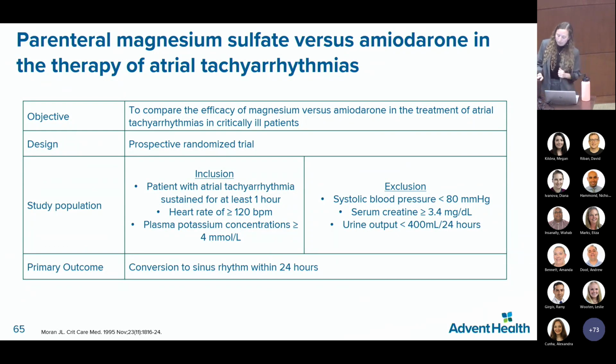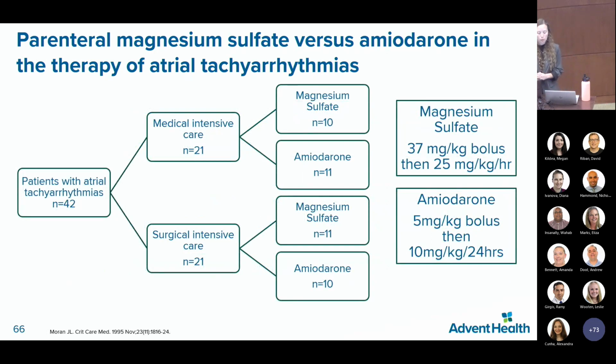In addition to amiodarone, magnesium sulfate has also been used regularly as an antiarrhythmic for our critically ill patients. The next study I wanted to discuss is a prospective randomized controlled trial comparing amiodarone to magnesium for the conversion of atrial tachyarrhythmias. This study included patients with sustained tachyarrhythmias with a heart rate of greater than or equal to 120 beats per minute. They excluded patients with systolic blood pressure less than 80 or those who had significant kidney dysfunction. Underlying factors such as electrolyte abnormalities were corrected before randomization.